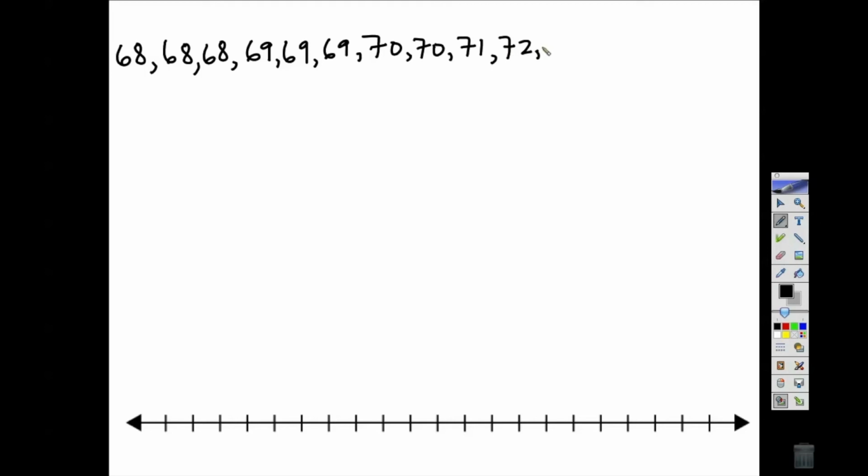72, one time. There is no 73. 74 happens two times. 75 happens two times. 76 happens once. And 77 happens once as well. Again, we're going to start crossing out since I have two here, cross out to here. Looks like I can go by threes.